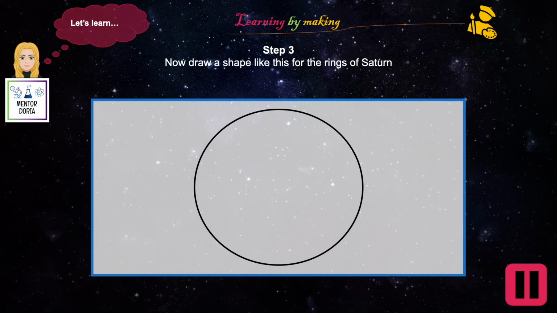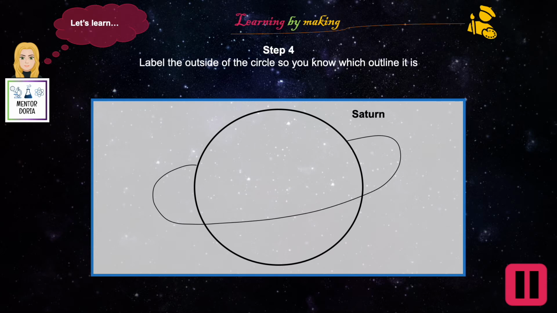Do you remember that Saturn has rings running around it? To draw the rings onto our outline, draw a shape like this in the centre of our circle. Feel free to pause the video now so you can have a go at drawing this. Now, label the outside of the circle with the name of the planet Saturn so you know which outline this is.